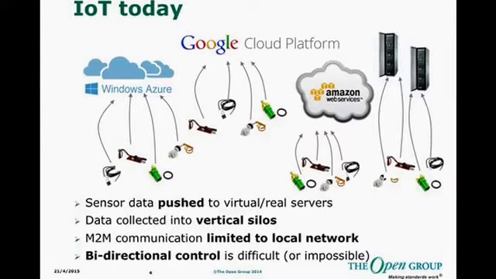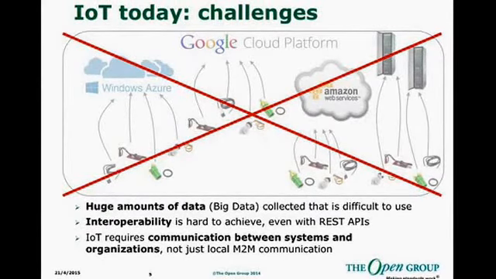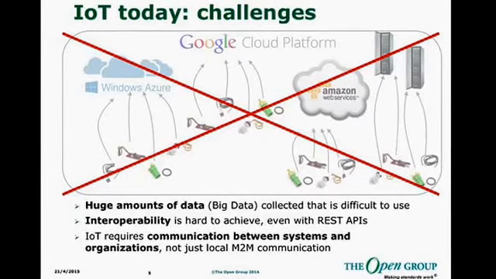Also, if you want to do some kind of machine-to-machine communication, that tends to be limited to the local networks, and it's difficult or even impossible to do bidirectional control. So the challenge with the way the Internet of Things works today is that you gather huge amounts of data from sensors, and this data keeps on being collected just because it's supposed to be good to have loads of data.